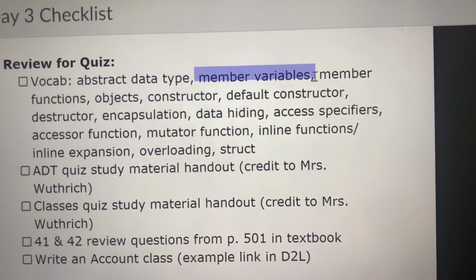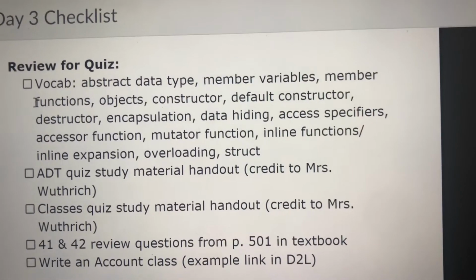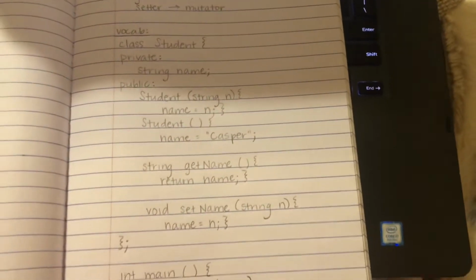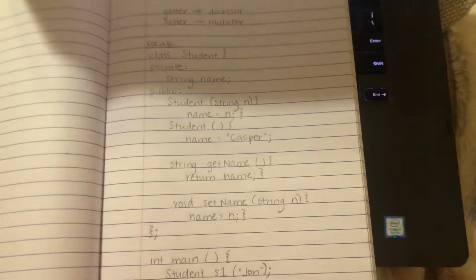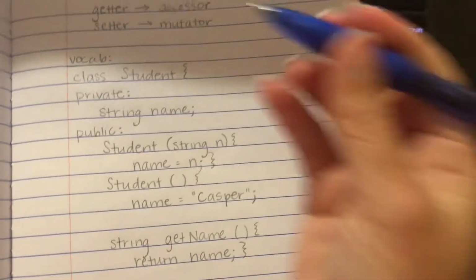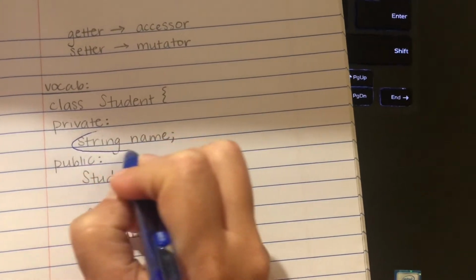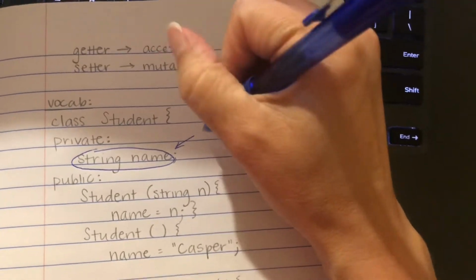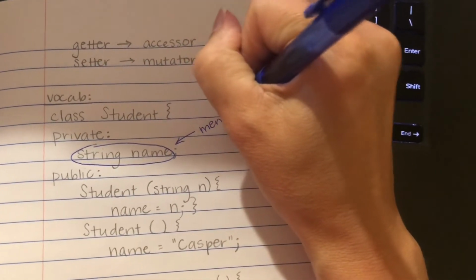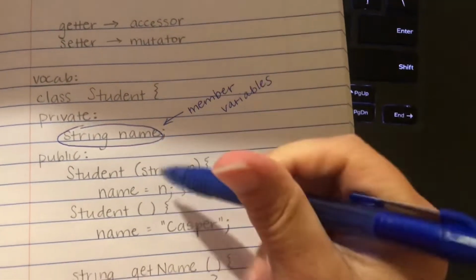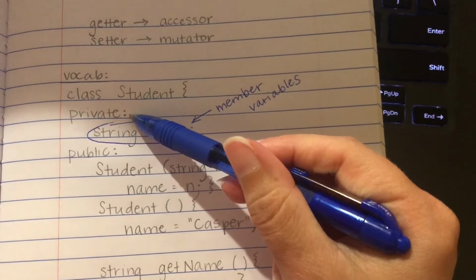Okay, member variables and member functions. I mostly put this on the board today, and I have an example here where I wrote down what I had on the board. I'll send you a picture of this so it'll be easier for you to see. Your member variables, hopefully this makes sense, are all of the variables that you have in your class. And remember that we put them up here in the private section.